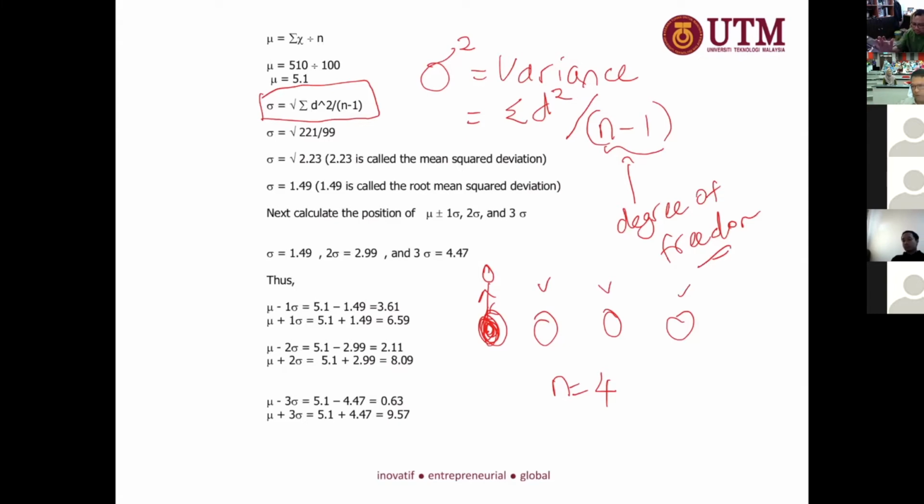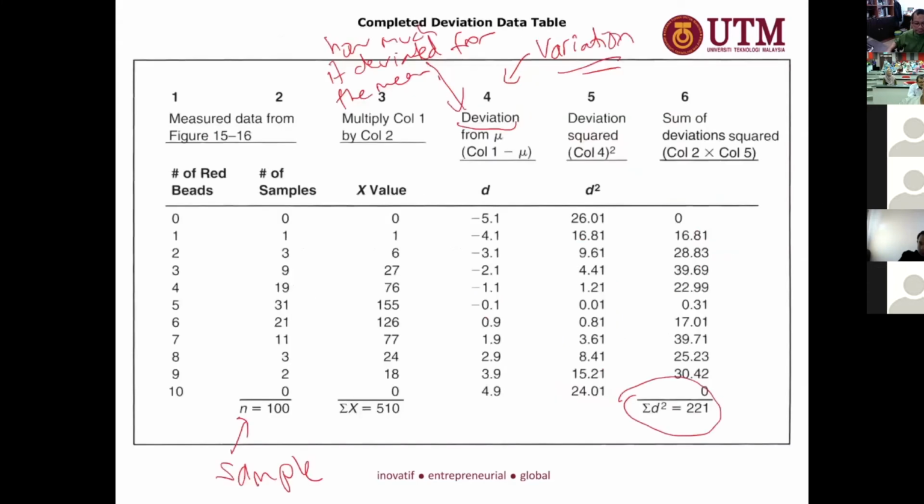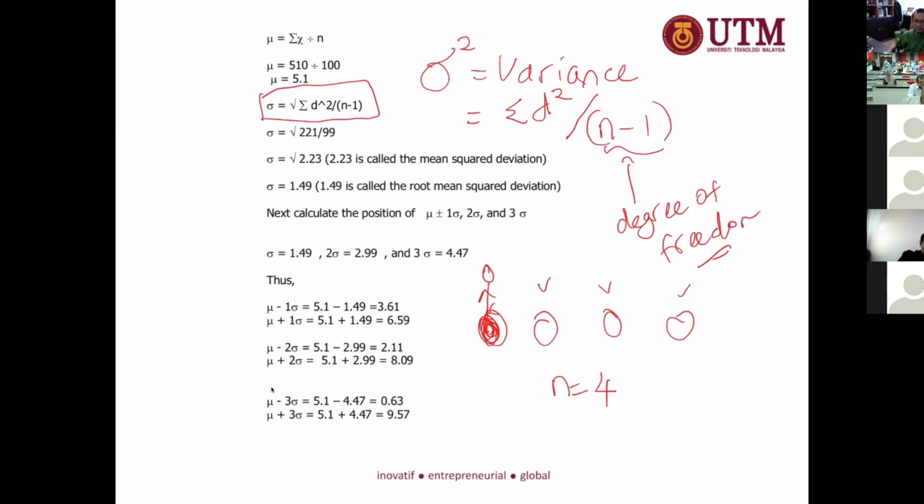From yourself, you have 1, so you hold 1. The rest, how many degrees of freedom do you have? We have 100 here, so the degrees of freedom is 99. So we divide by 99. Then we have the standard deviation, sigma is standard deviation, 1.49.